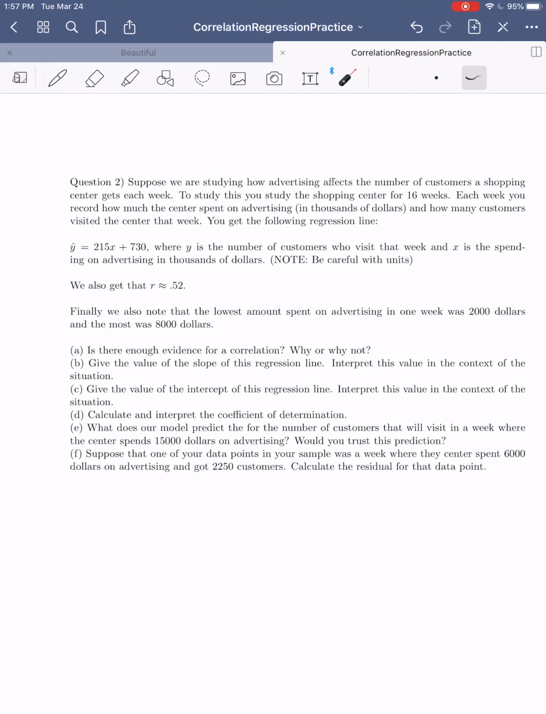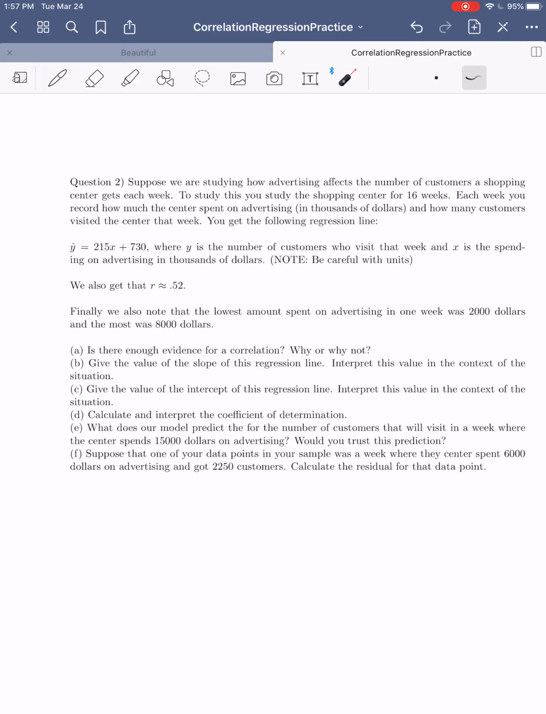So here we're treating y, the number of customers, as the response, and x, the spending on advertising, to be the explanatory variable. We're also told that we get an R value that's about 0.52, and we're also told that the lowest amount that they ever spent on advertising in 1 week was $2,000, while the most was $8,000.